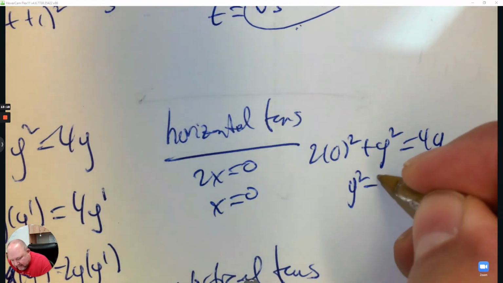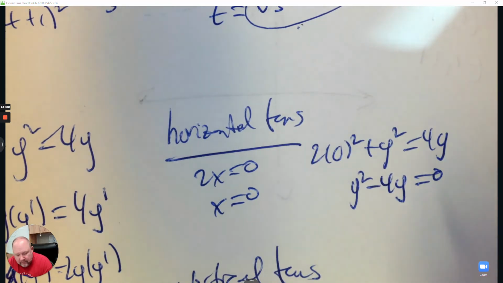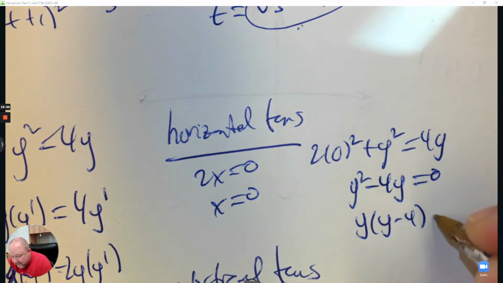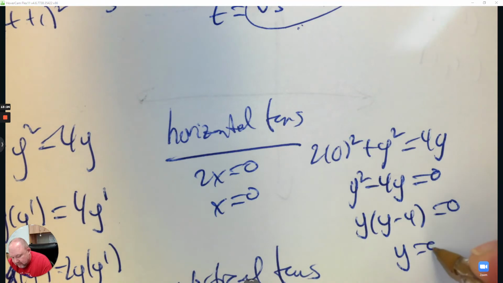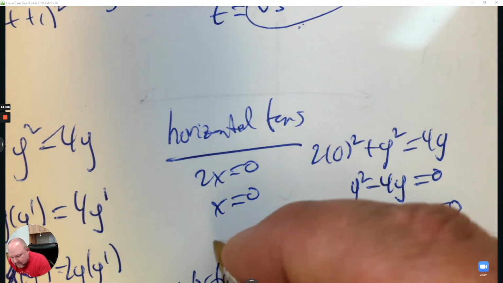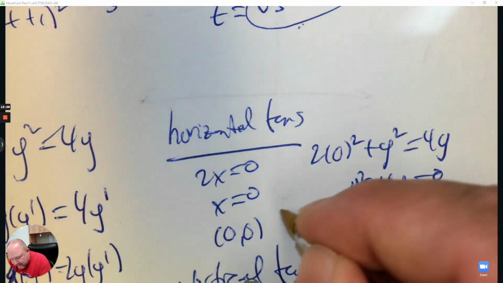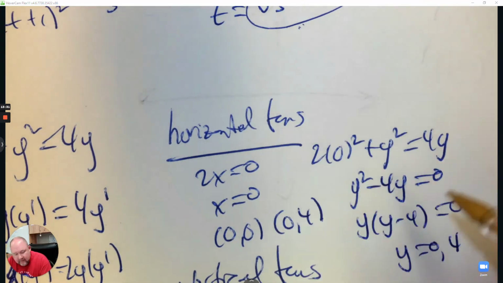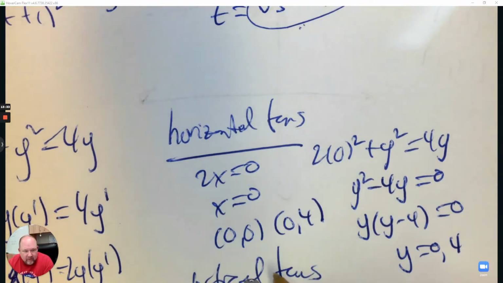So this is a quadratic. I'm going to subtract 4y and make it equal to 0. Factor out a y. And so I get two answers here, 0 and positive 4. So at (0, 0) and (0, 4), at both of those points we have horizontal tangents.